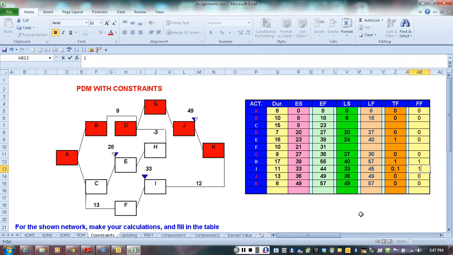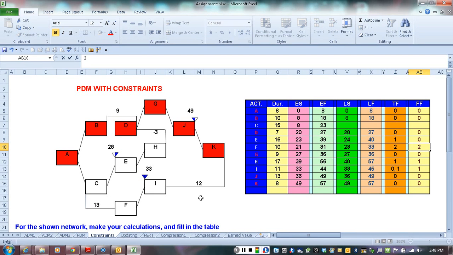Very well. Activity F. Here we're going to have 33 as the late finish coming from I. 33 minus the duration of F, which is 10, so we're going to have here 23. Let's look again at the total float. Basically it's 23 minus 21, or 33 minus 31, so it's 2 days. What about the free float? Well, the following activity is critical from its beginning, so here we're going to have 2 days of free float as well.